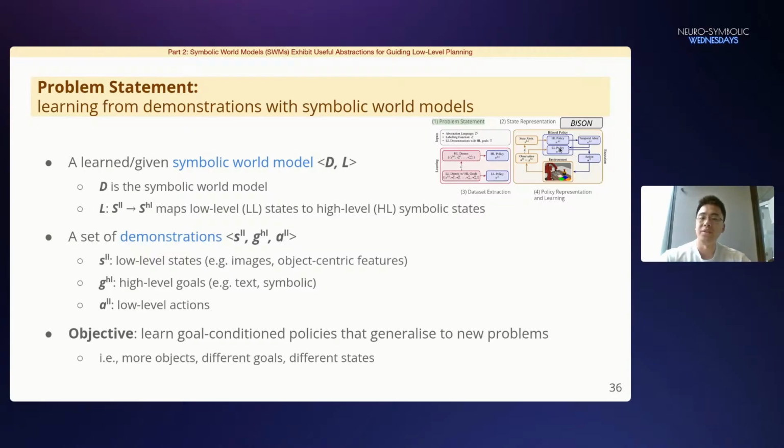And our objective, given these two components of world model and a set of demonstrations, is to learn goal-conditioned policies that generalize to new problems. So by generalization, we mean to different or more numbers of objects, different goals, and also different states.